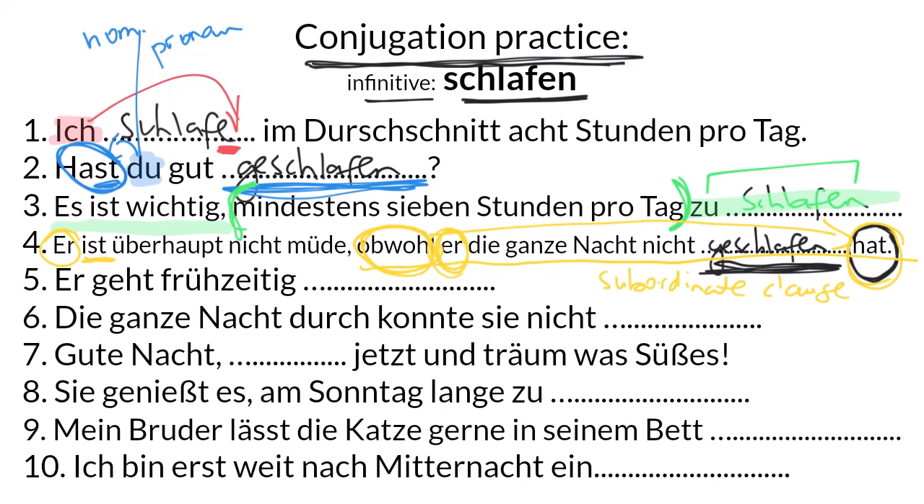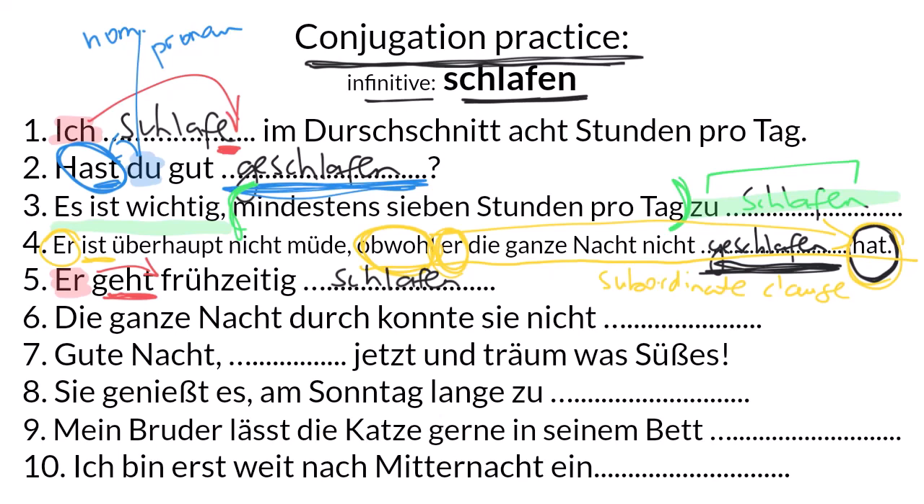Number 5, er geht frühzeitig schlafen. He goes to sleep early. What's happening here? Well, we've got er in charge of the verb again, and this time has not a helping verb, but a different verb connected to it, and it's geht. We've got a t ending because of the er. It's present tense. And what's schlafen doing there? Is it in a tense, or why is there no zu if it's not in a tense?